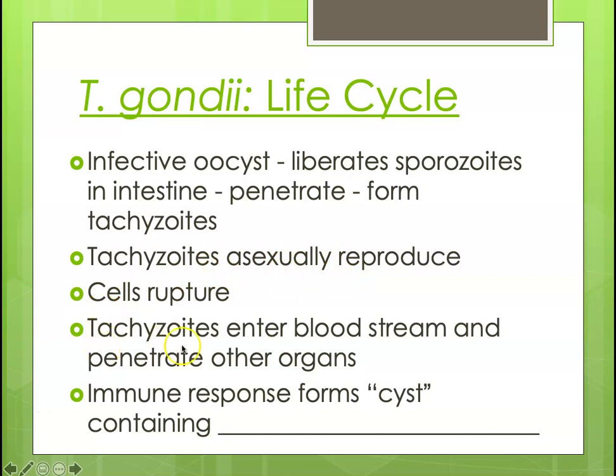The cells rupture, the tachyzoites enter the bloodstream and penetrate other organs, and they could go to any organ they want to. The man's immune system responds and forms a cyst, so we wall off these tachyzoites, and when we form a cyst around them, the tachyzoites transform into bradyzoites.